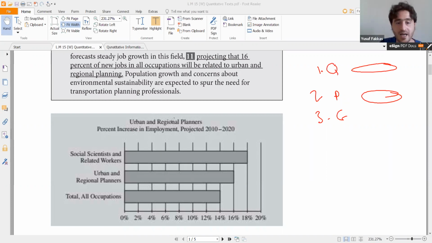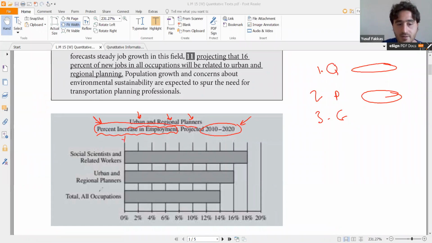Now, urban and regional planners present increase in employment. So look, we're talking about percent increase in employment, and the projection is between the years 2010 and 2020. So this is the title. So what are we talking about? Urban and regional planners. Okay, what about them? We're talking about an increase in percentage in their employment for which years? Between 2010 and 2020.